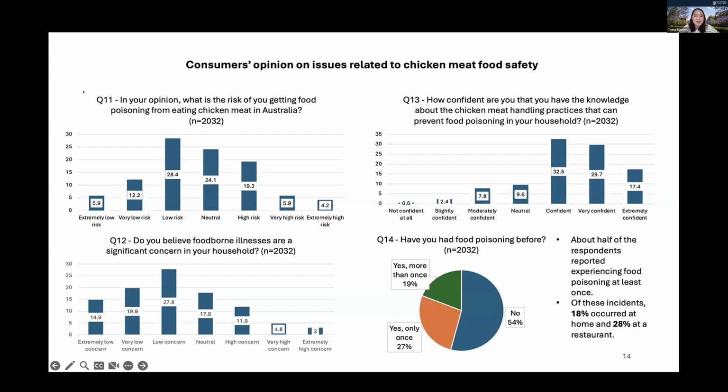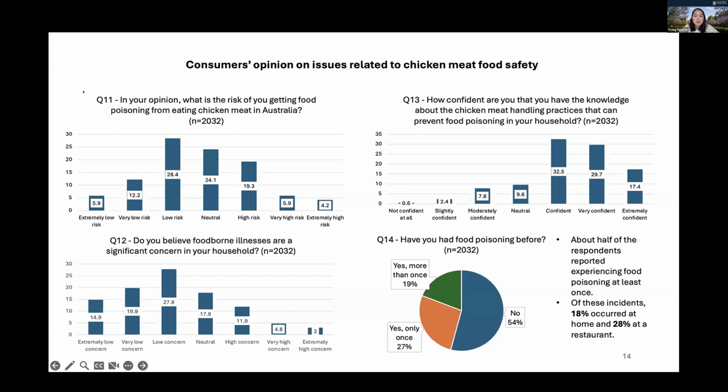And then we tried to see how they perceive themselves as having good knowledge. How confident are you that you have the knowledge about chicken meat handling practices that can prevent food poisoning in your household? In our sample, we have very confident consumers. So most of the people chose very confident or extremely confident. It might be contradictory with some of the scores that we saw earlier.